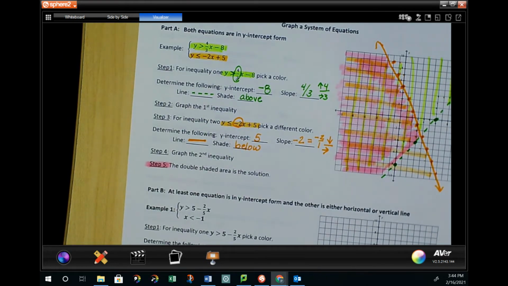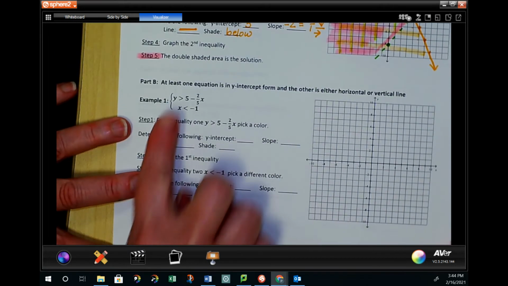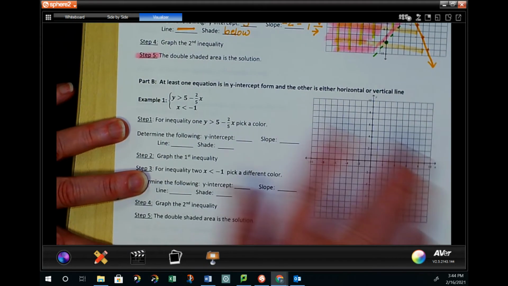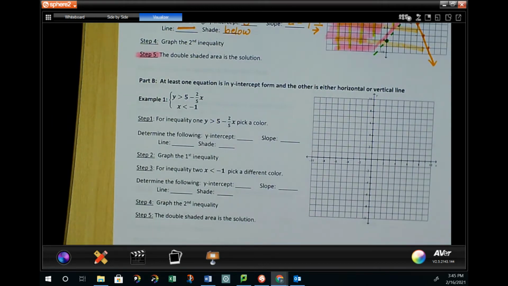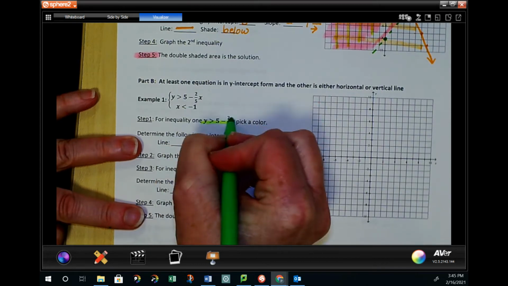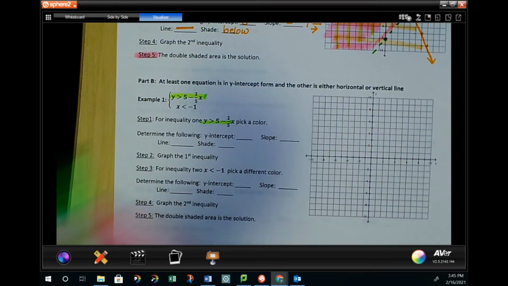Okay, let's do the next one. This time, these are a little bit different. This is going to be a little bit harder. So this time you're still going to go through and figure these out. So we're still going to have to pick a color. I'm just picking the color green for my first one.